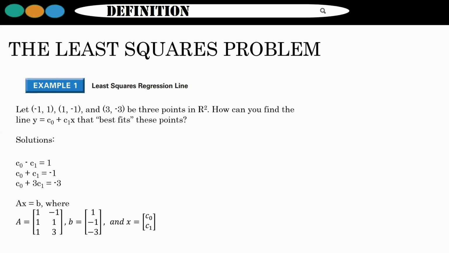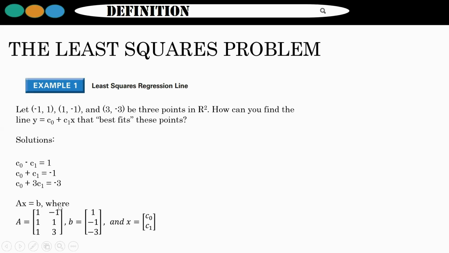So this is our following system of equations. c sub 0 minus c sub 1 is equal to 1. c sub 0 plus c sub 1 is equal to negative 1. c sub 0 plus 3 c sub 1 is equal to negative 3. So this system can be written in the matrix form AX is equal to B. I'm sorry, earlier I did not explain the value of c sub 0, where c sub 0 is equal to 1. It is already equal to 1 and it is already fixed.